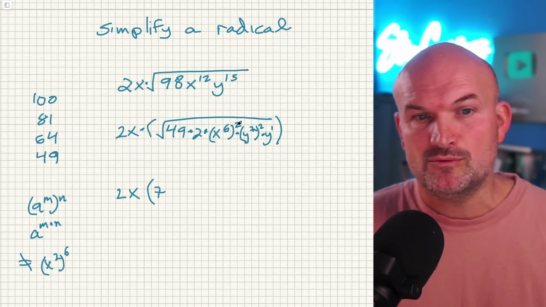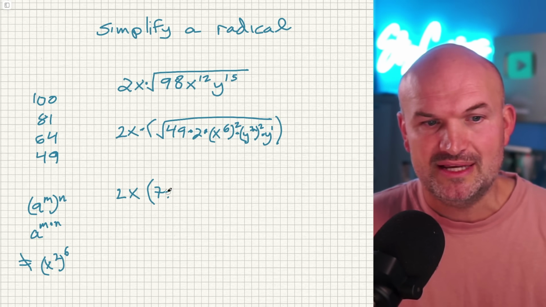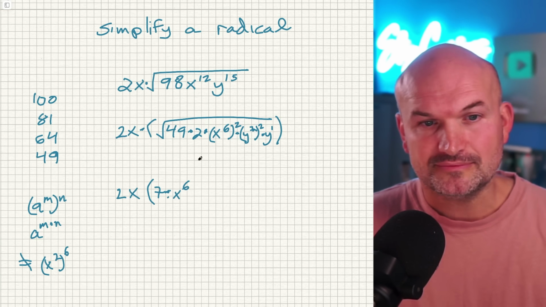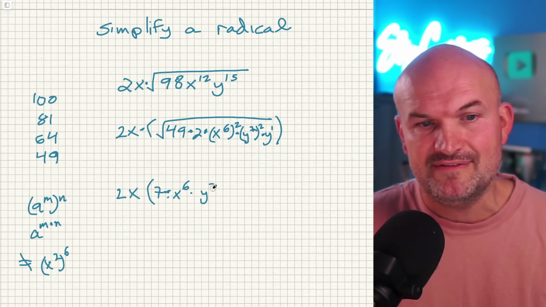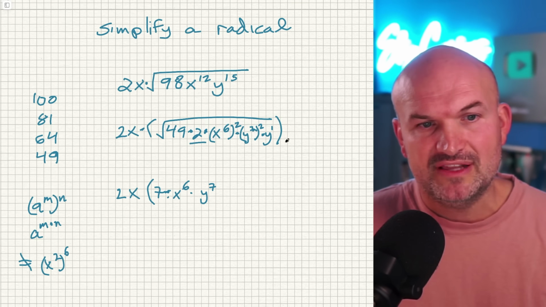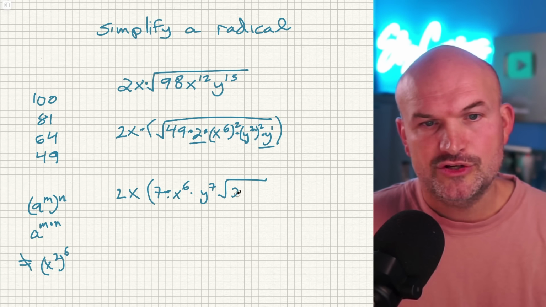Square root of x to the 6th squared. Again, squaring and the square root are inverse operations, so that's just going to leave me with x to the 6th. Y to the 7th squared is just going to leave me with y to the 7th. And then I'm still going to have left over a 2 and a y. So that's going to be times a 2 and a y.